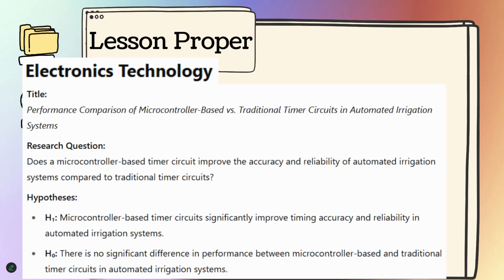Another example, the title: Performance Comparison of Microcontroller Based versus Traditional Timer Circuits in Automated Irrigation Systems. So as you can see in the title, it's a complicated process because you will compare the performance of microcontroller based versus the traditional timer circuits in automated irrigation systems. So this is an elaborate experiment and study.